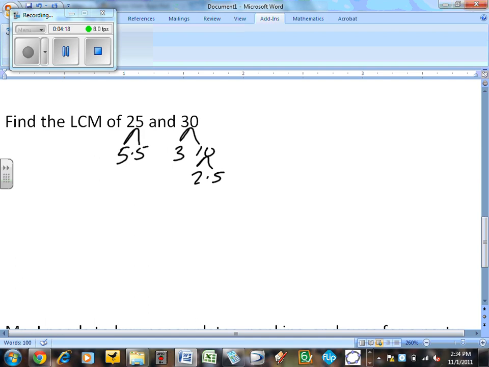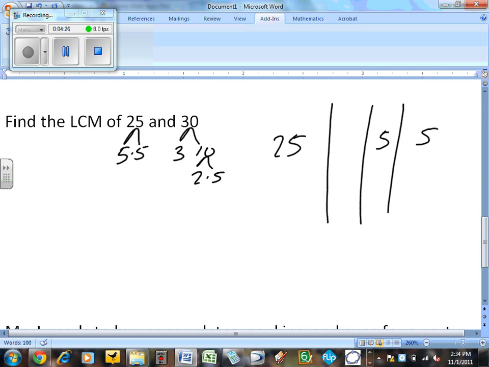So we're going to go ahead and write them over here in our columns again. 25 will be 5 times 5. And then 30 can be written as 2 times 3 times 5. And then again, we're going to take 1 from each column. So we're going to have 2 times 3 times 5 times 5.